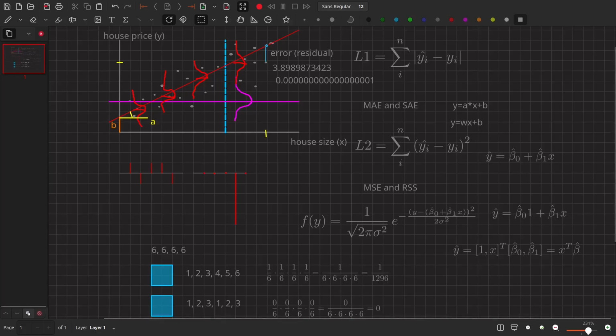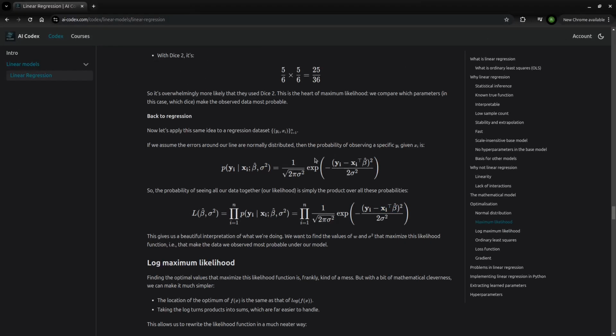What we can do now is using the probability density function to predict the probability of observing all the data points. You do this by multiplying all the probabilities of all the observations together.